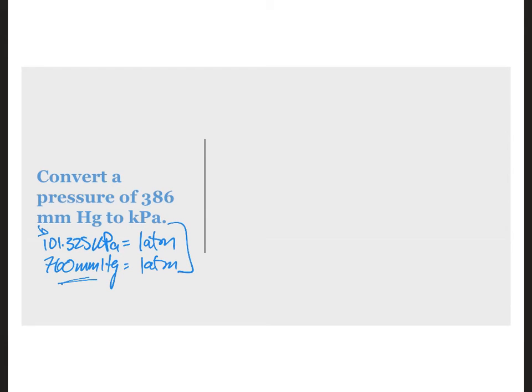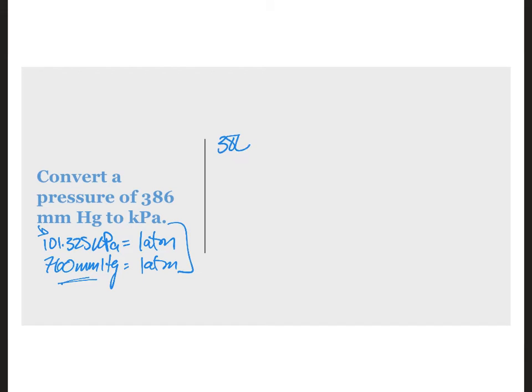All right, on this last one, we actually need 2 conversion factors. We know that, let's see, kilopascals, 101.325 kilopascals is equal to 1 ATM. And we also know that 760 millimeters of mercury is equal to 1 ATM. So we're going to use ATM here as a middleman to go from millimeters of mercury to kilopascals.